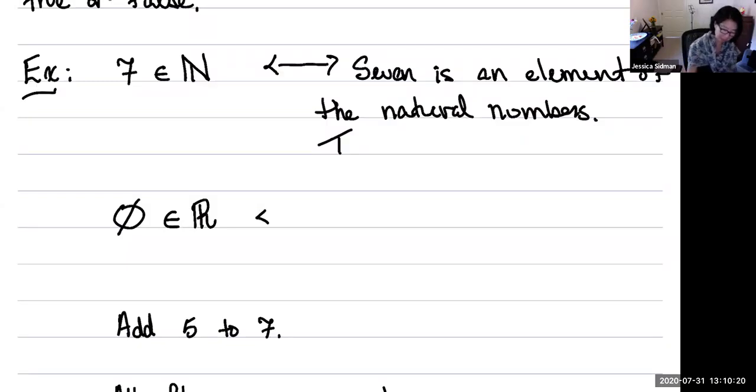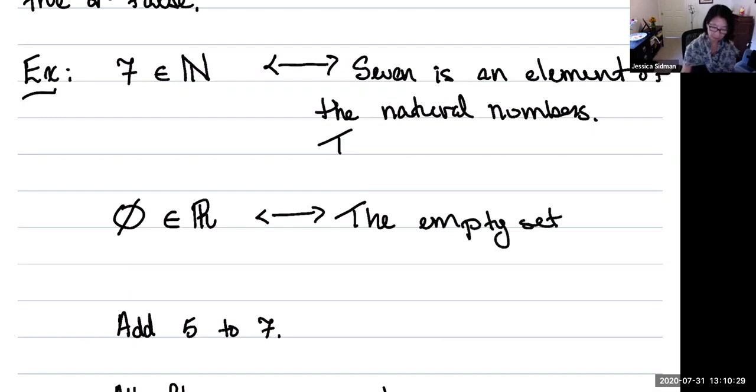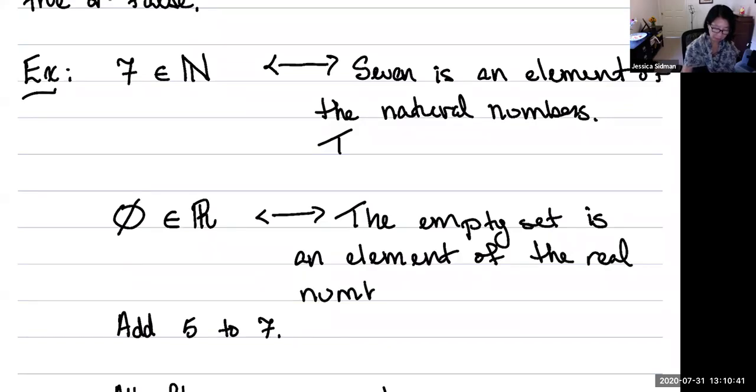What does this next statement mean? How does this next statement read in words? Well, it says really that the empty set is an element of the real numbers. Now, the empty set is a subset of the real numbers because you can always take the set of real numbers where you just don't take any numbers, right? And that's the empty set, but it's not an element of the real numbers. So this is another statement, and this statement is false.